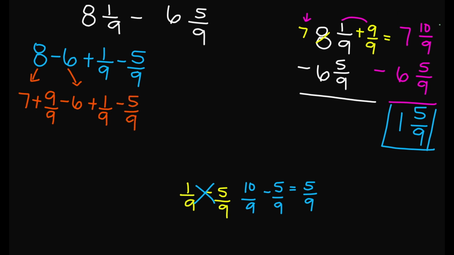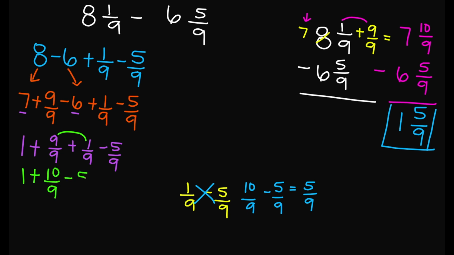So now we're going to subtract and add. So we have 7 minus 6. This is going to equal 1. So 1 plus 9 over 9 plus 1 over 9 and then minus 5 over 9. Since my denominators are the same, I can go ahead and just add my numerators. So 9 plus 1, this is going to be 10 over 9 minus 5 over 9. So you have 1 plus 10 minus 5. This is going to be 5 over 9. And when you combine, you're going to get 1 5/9. And this is your final answer here.